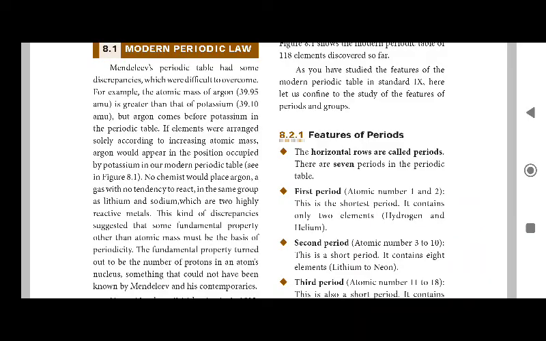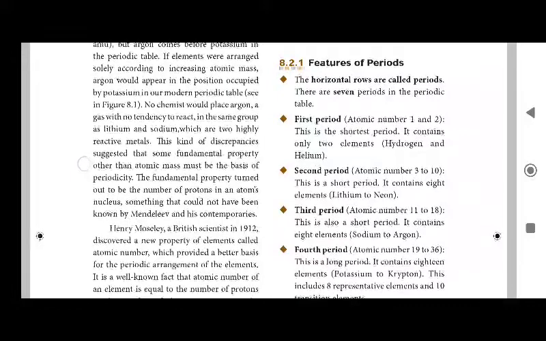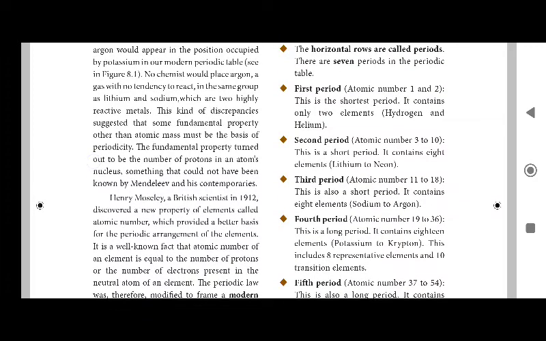As you have studied the features of the modern periodic table in standard 9, let us confine ourselves to the study of the features of periods and groups. So, 8.2.1, features of periods. The horizontal rows are called periods. There are 7 periods in the periodic table. The first period has atomic numbers 1 and 2. This is the shortest period. It contains only 2 elements, hydrogen and helium.